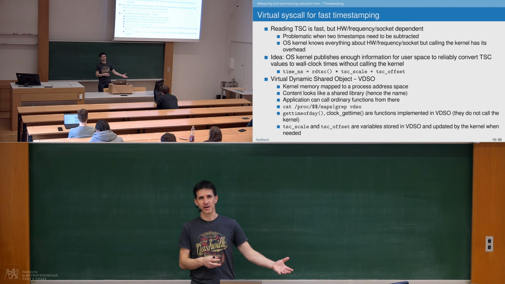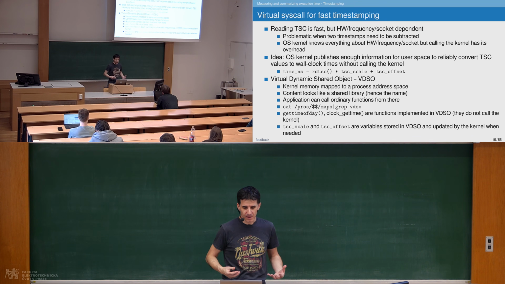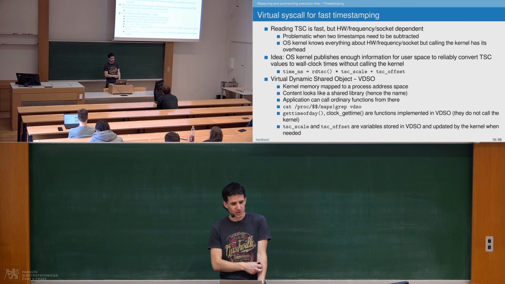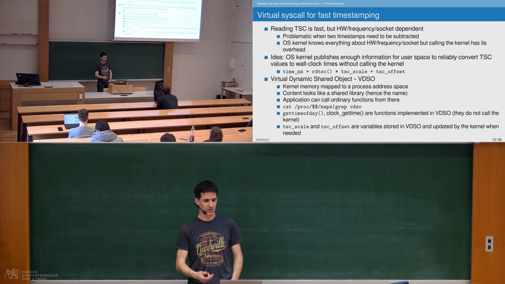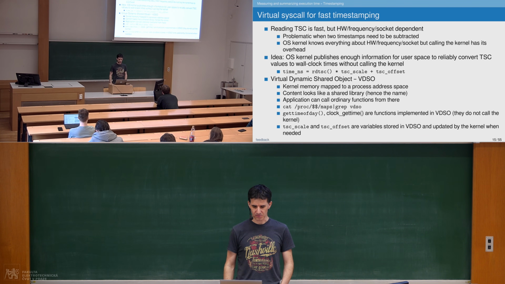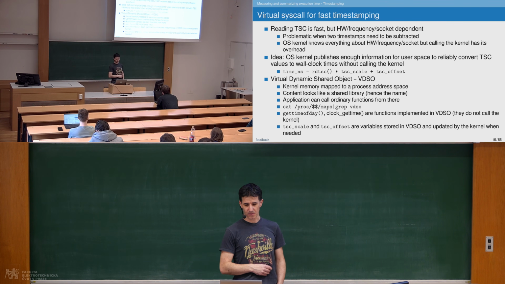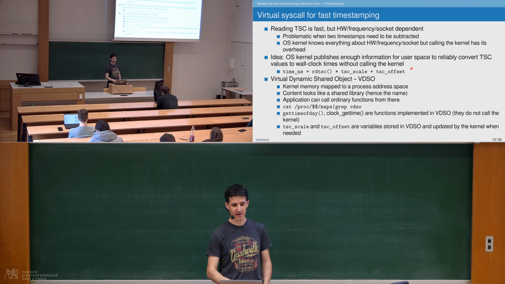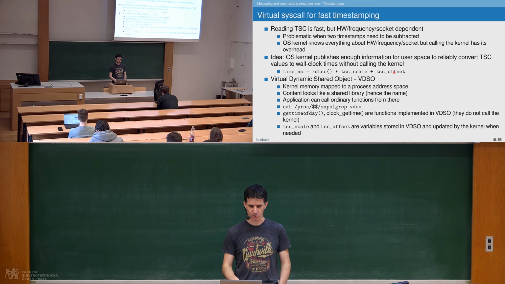Normal shared libraries are loaded from disk. This VDSO library is loaded from the kernel, and your program can just call functions from this library in the same way as functions from other libraries can be called. And this library contains those functions like get time of day, clock get time, and also there are variables which are automatically updated by the kernel whenever the kernel figures out that those values need to be changed.